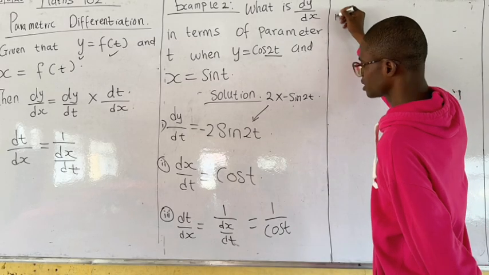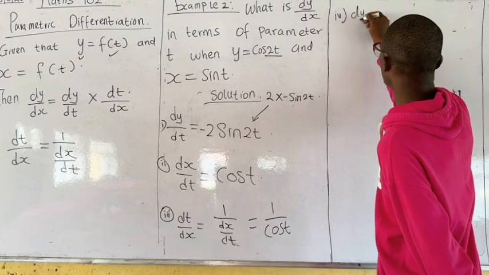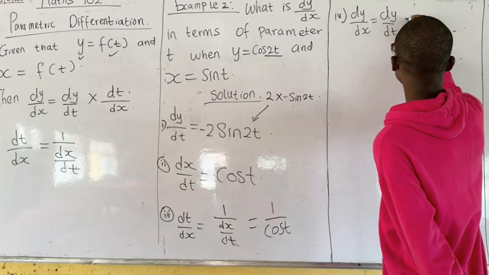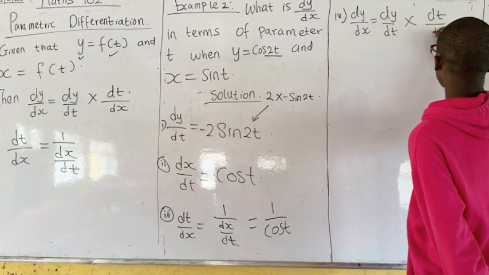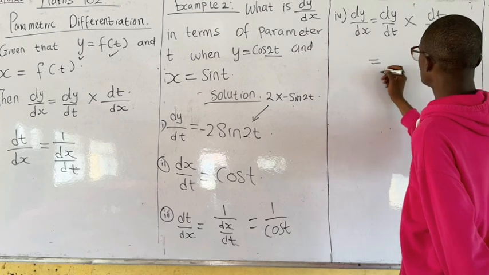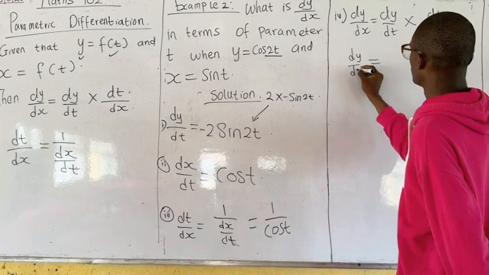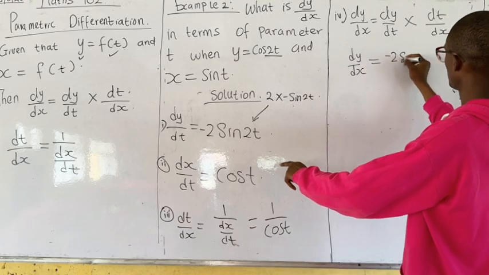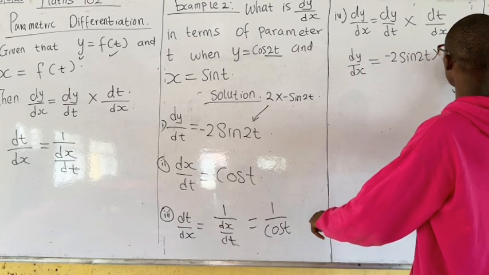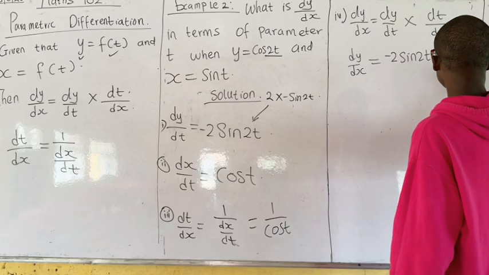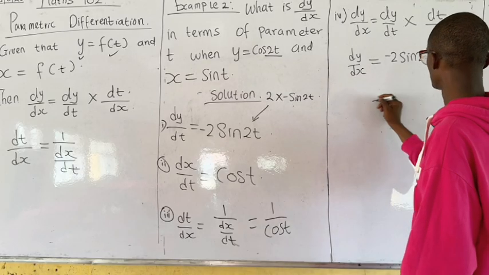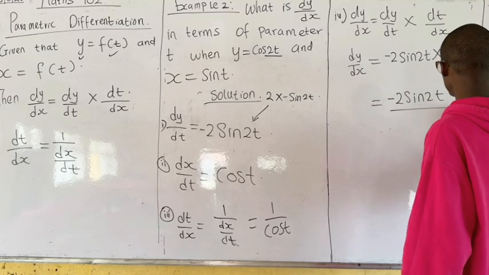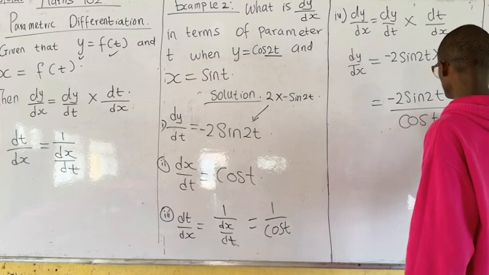So the last step is to implement the formula, which is that dy/dx is what? dy/dt multiplied by dt/dx. So which will give you what? Minus 2 sine 2t multiplied by what? 1 over cos t. So which will give you minus 2 sine 2t over cos t.